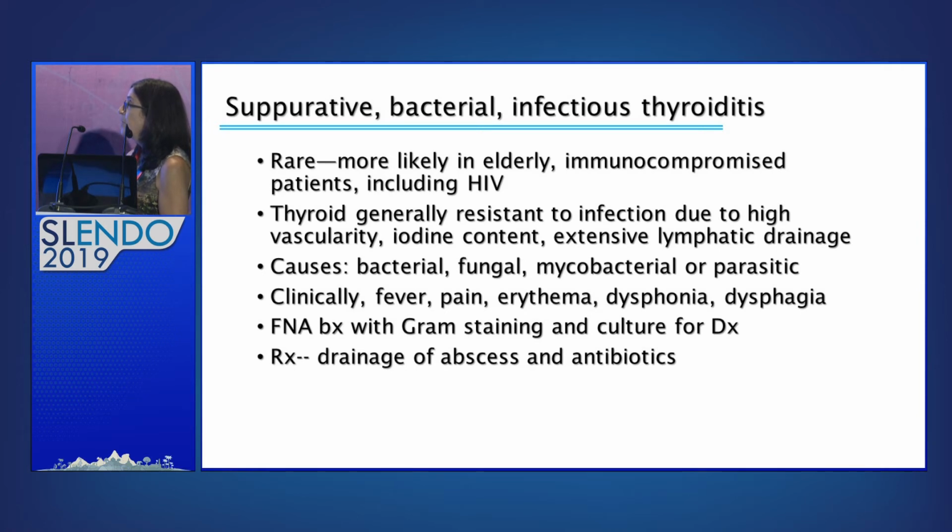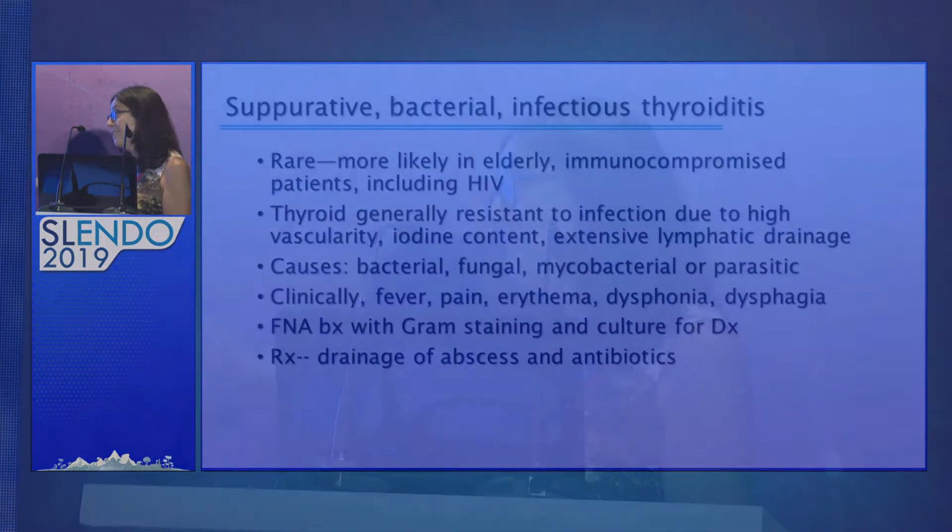Suppurative bacterial infectious acute thyroiditis is more likely in patients whose immune systems are not working perfectly, because the thyroid, because it has all that vascularity, is generally resistant to infection. And it can be bacterial, fungal. There have been cases of tuberculosis and even parasitic thyroiditis. These patients are incredibly sick. I have only had one case, in someone who was very immunocompromised, and it was bacterial. But you do gram staining and culture, and sometimes you have to drain, give antibiotics, and sometimes even do thyroid surgery. Some of you may have more experience with this type of thyroiditis than I do.